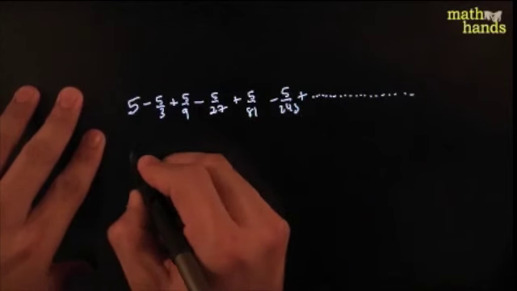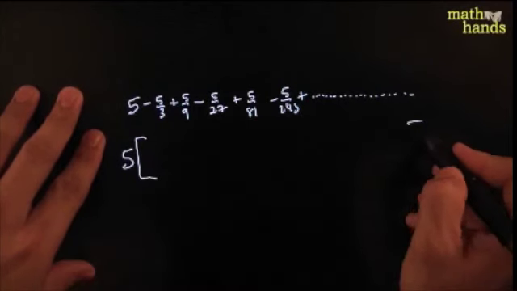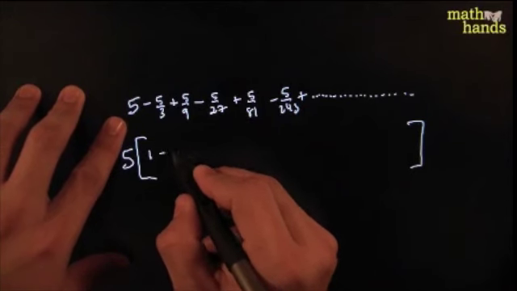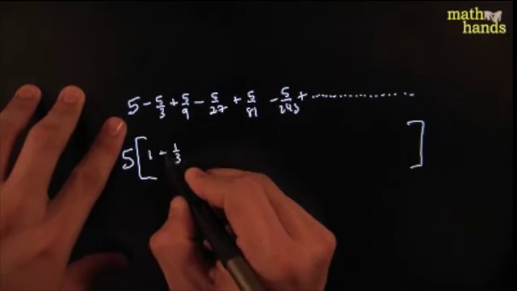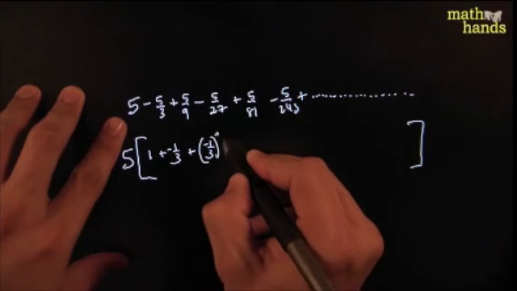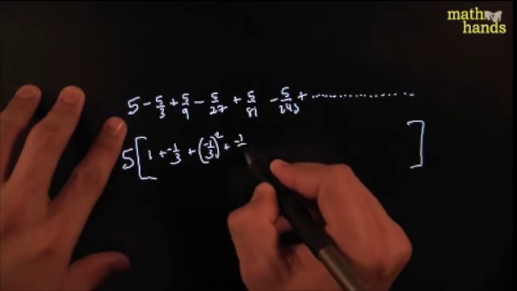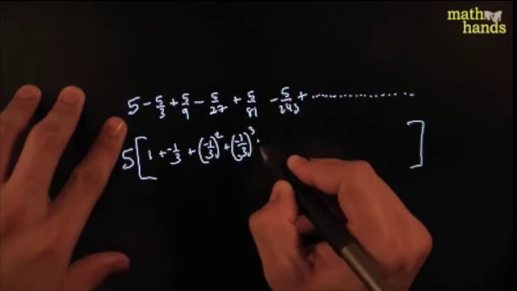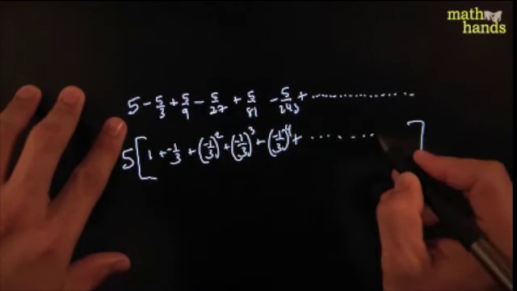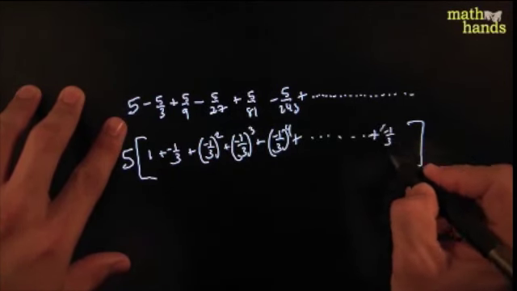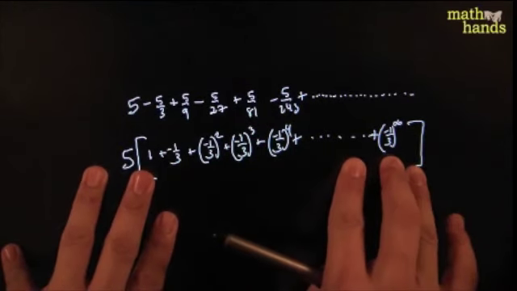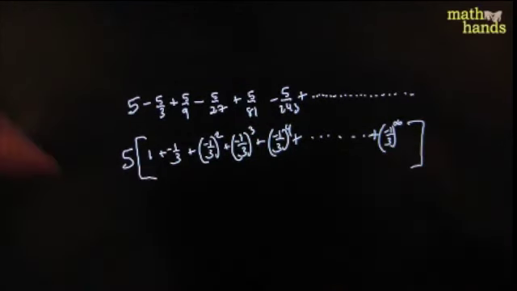This would be 5, and you could factor it out. And then that would leave you with a 1 minus 1 third, actually plus a negative 1 third, plus a negative 1 third squared, plus a negative 1 third to the third, plus a negative 1 third to the fourth. All the way to infinity, plus a negative 1 third raised to the infinity. That, my friends, is textbook geometric sum, which means textbook cake.